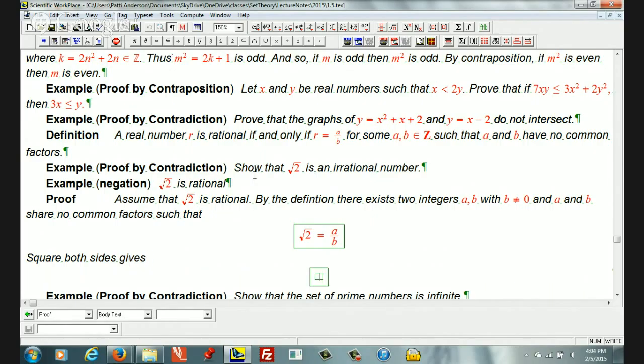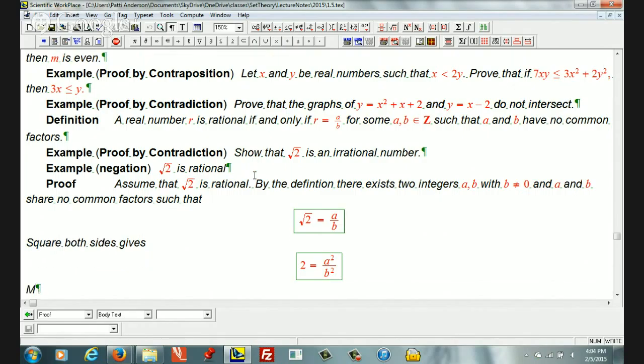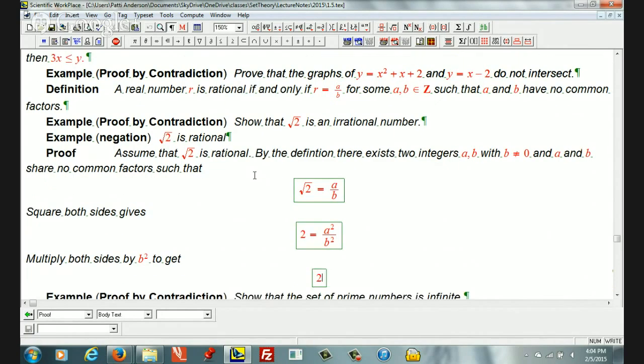Squaring both sides gives 2 equals what? And then what do we do? We're still trying to simplify. Multiply, get rid of the b squared. So multiply both sides by b squared to get 2b squared is equal to a squared.